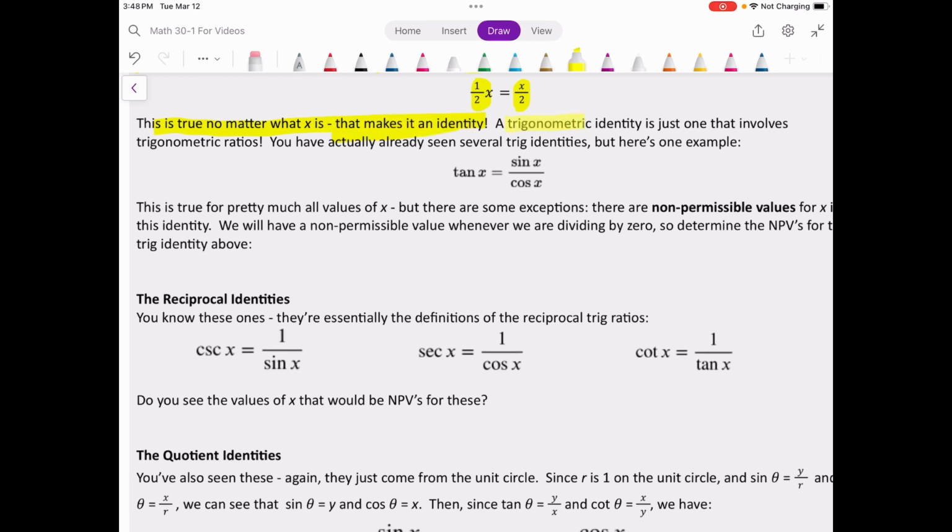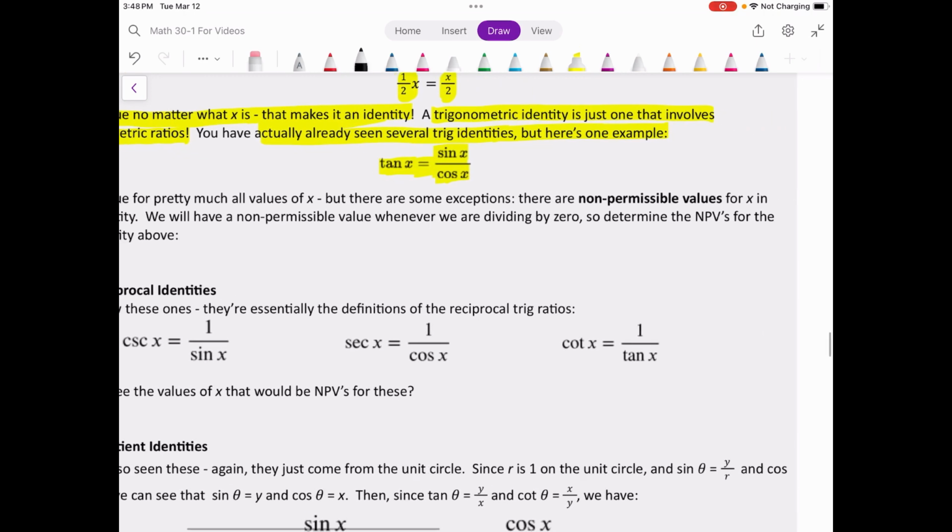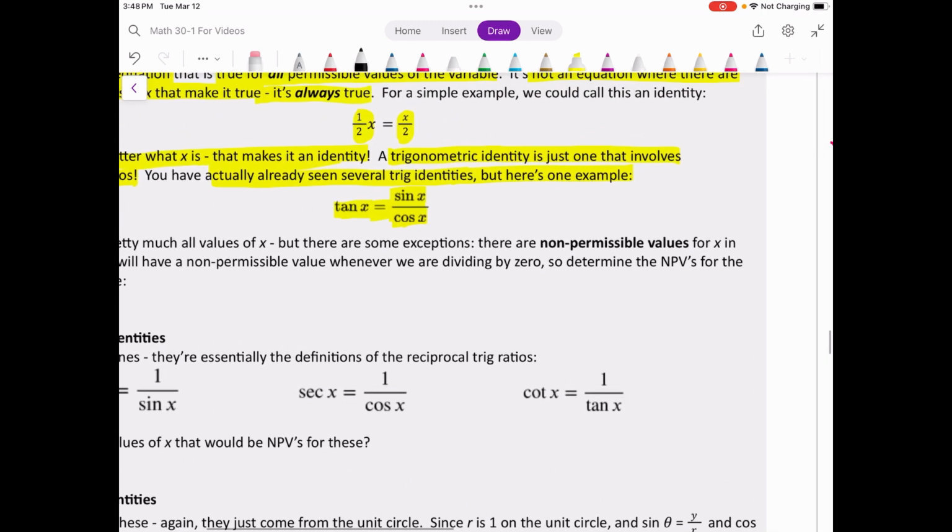So a trigonometric identity is just one that you can probably guess involves trig ratios. You've actually already seen several trig identities, but here's one example. Remember this from the previous lesson, right? Tan x is just equal to sine x over cos x. That really comes from, it's not just a made up magic rule. It comes from thinking about, well, tan is opposite over adjacent. On the unit circle, we know that since r is 1, right?